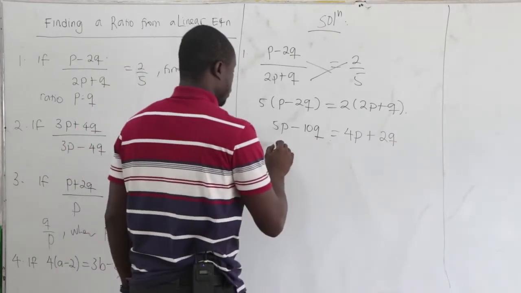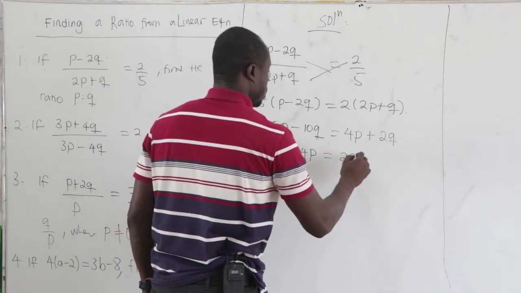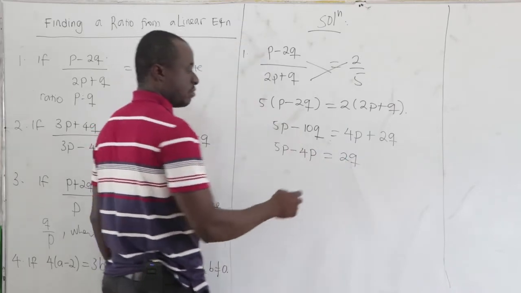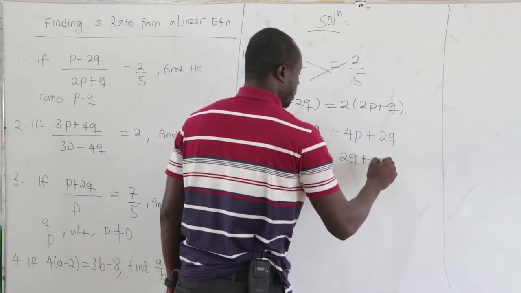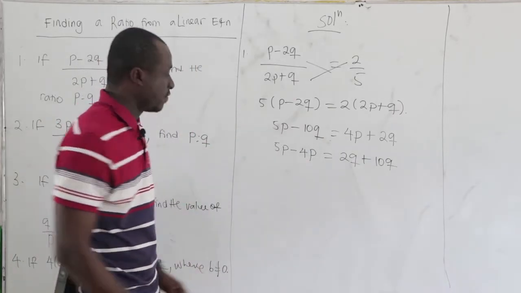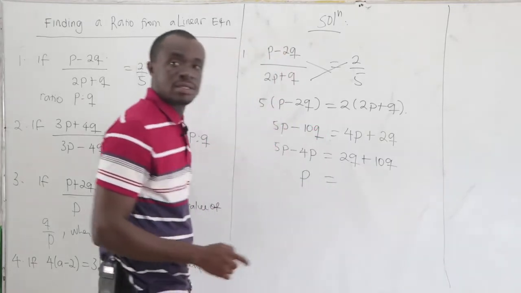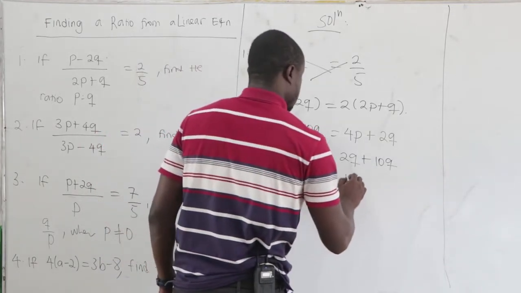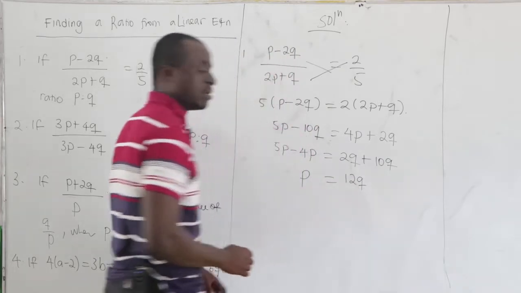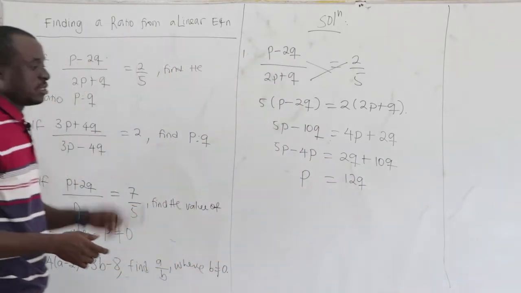Group like terms. So you have 5P minus 4P equal to 2Q. Now this negative crossing becoming positive, plus 10Q. Now let's see, 5 minus 4, that's just 1. So you have P. 2 plus 10, that is 12Q from our idea of algebra. Now what do we want to find? We want to find P is to Q.